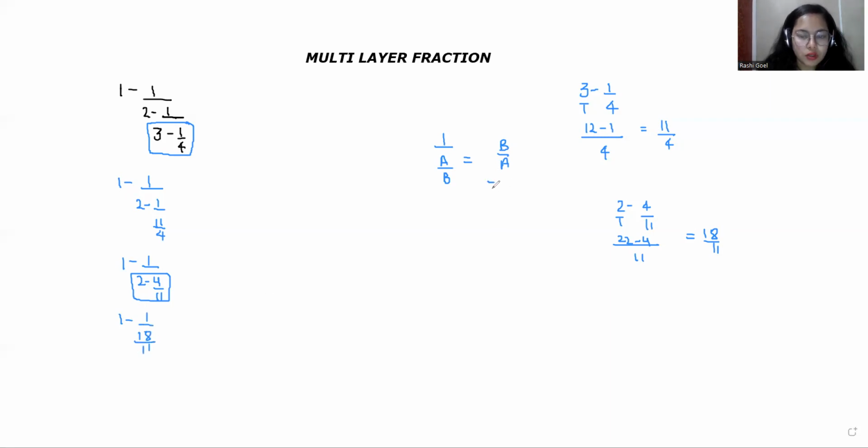Now again I'm using this rule. So I'll write it as 1 minus 11 over 18. And I'll take the LCM. It is 18. So 18 minus 11 is 7 over 18. So our answer for this fraction is 7 by 18.